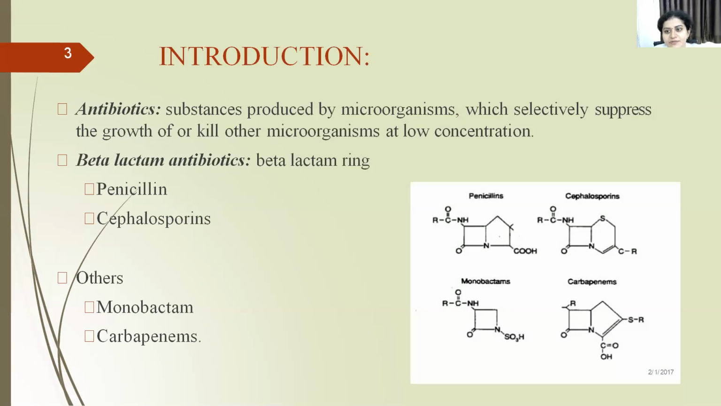So beta-lactam antibiotics include penicillin, cephalosporins, and the other two are monobactam and carbapenems. Today in my class we'll talk about penicillin.